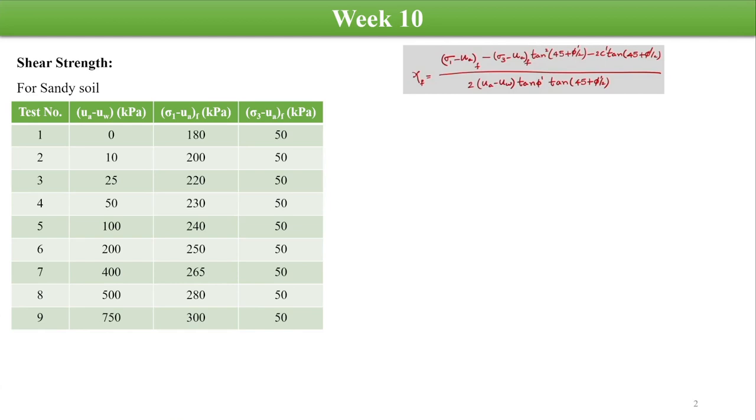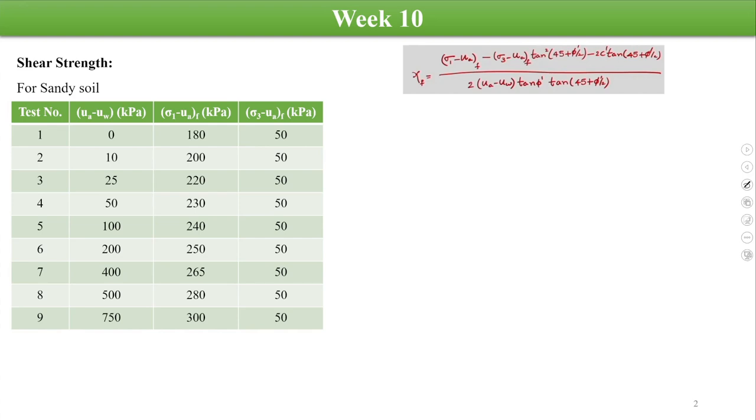Before we start the session for today, we'll start by solving one of the problems we discussed in the last session, because it will provide us a base for solving the problems in this session. Here a sandy soil is provided, and nine tests are conducted on this soil. The first test is conducted at u_a minus u_w, or matric suction, of 0. The second test and so on are conducted at different matric suctions.